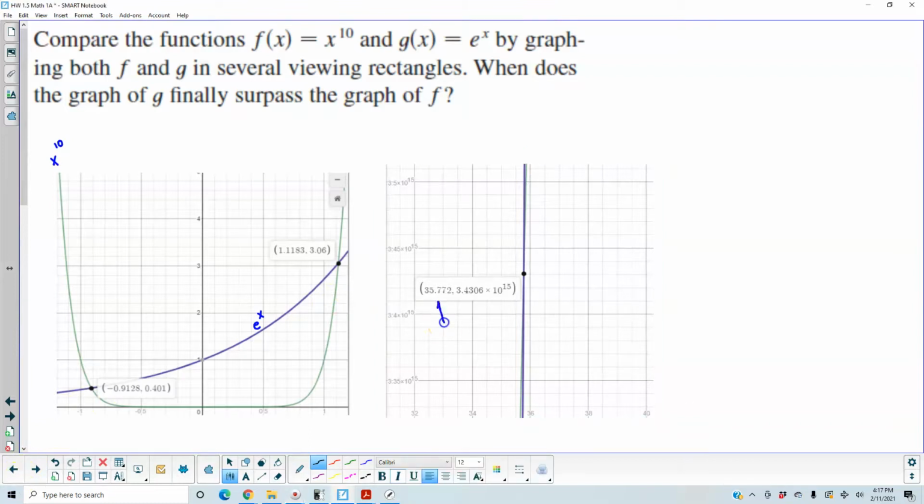And so looking at the x value of 35.772, we would then say that the graph of g, which is e to the x, finally surpasses, meaning that it's increasing faster, that of the function f when x is approximately 35.8.